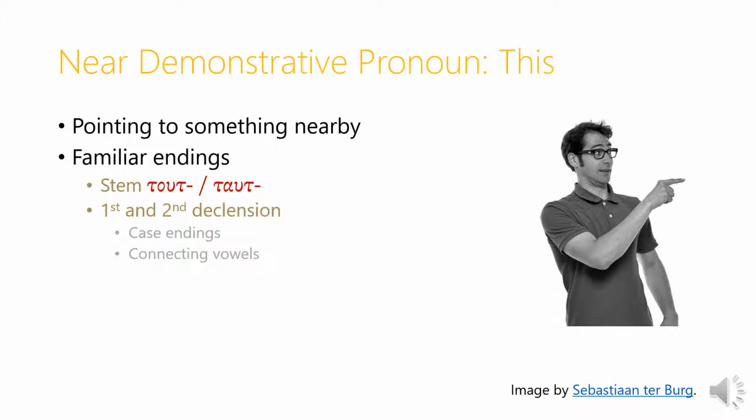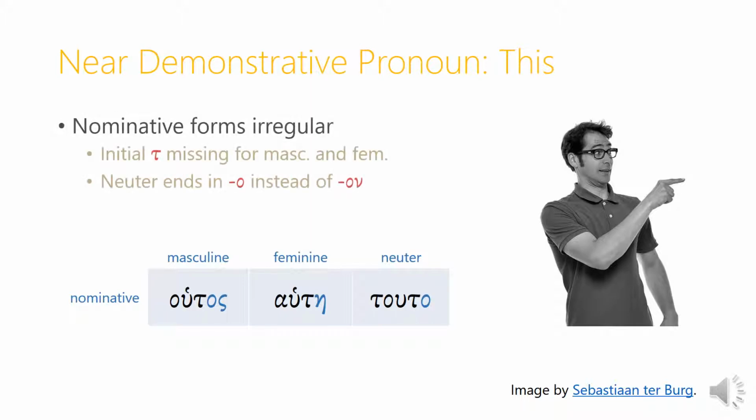If you remember, the third person stem for pronouns, for regular personal pronouns, was aut. And here, for the near demonstrative pronoun, the stem is tout in the masculine and neuter, or taut in the feminine. And then we just put on the first and second declension case endings and use the normal connecting vowel. The one problem here is that the nominative forms, which are the ones we're learning first, are actually irregular. So, what's irregular about these?